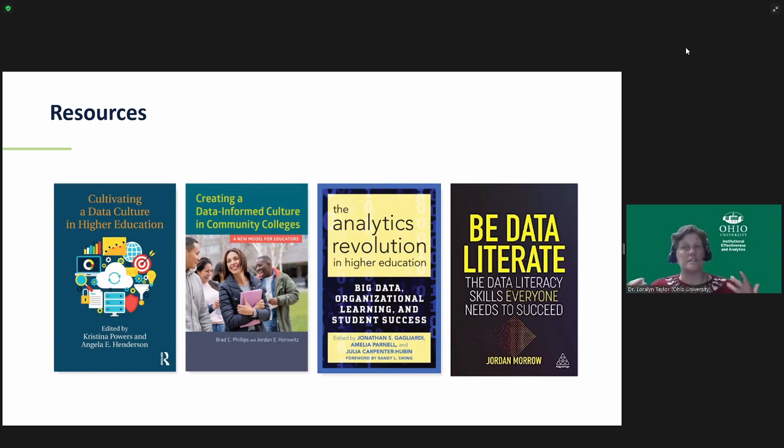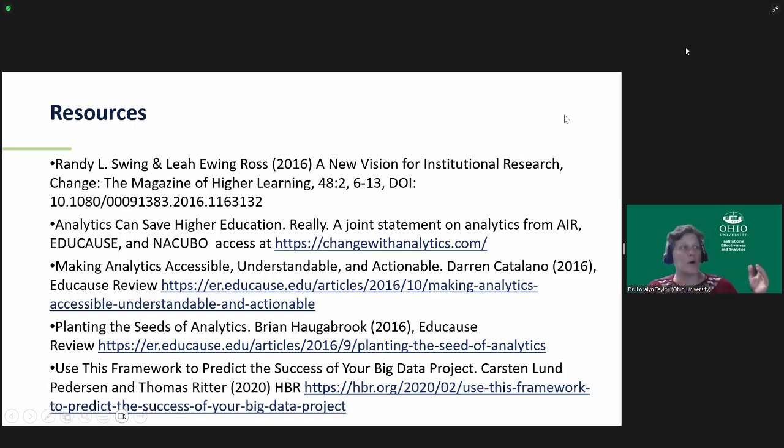So we'd also like to leave you with some resources that have really especially helped me and also Denise in our journey in thinking about how to help our campuses in creating data literacy and a culture of data use and decision making. I highly recommend all of these books if you're interested in learning more about some of those practical strategies. If we go to the next slide, there's a list of some articles and papers that can also help as you start to think about how to promote that on your campus.